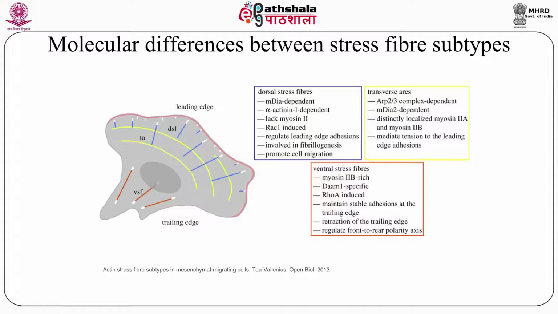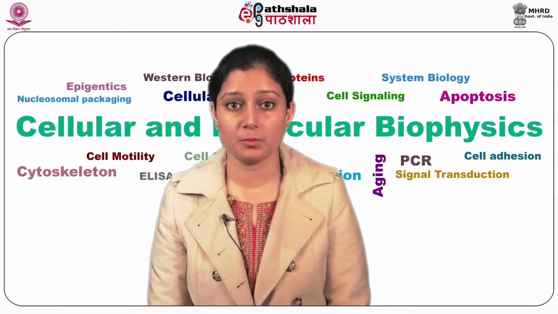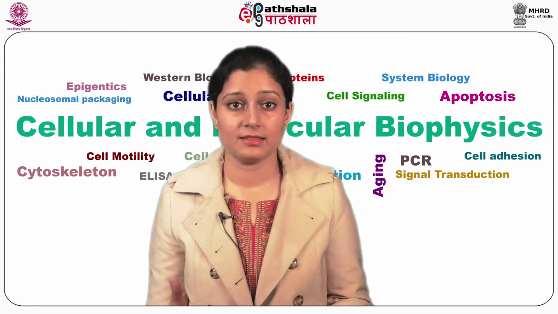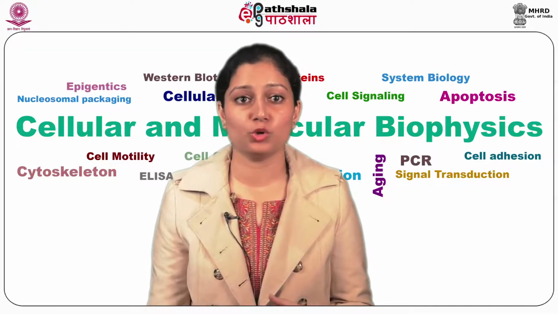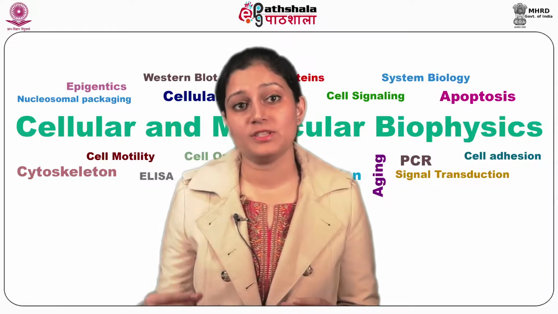After understanding the structure and assembly of stress fibers, let us understand their role in cellular migration. For this, we have to first understand the different modes of migration. The broad classification of cell migration modes involves either single, which is amoeboid or mesenchymal, or collective, which is group of cells, cell migration. The cells may adopt different morphology during migration. Leukocytes display amoeba-like movement and morphology. Keratocytes display a gliding motion. And cells that retain cell-cell contact during motility move together. For example, epithelial monolayers during gastrulation and wound healing. These cells move together instead of a single cell moving.